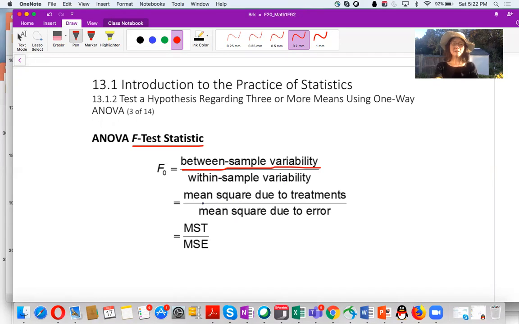So mean square due to treatment, the formula is MST. I will show you the formula in one moment. The mean square due to error, the formula is MSE. So F equals MST over MSE. So between sample variability over within sample variability. The bigger the F value, the bigger the chance we will reject H0.